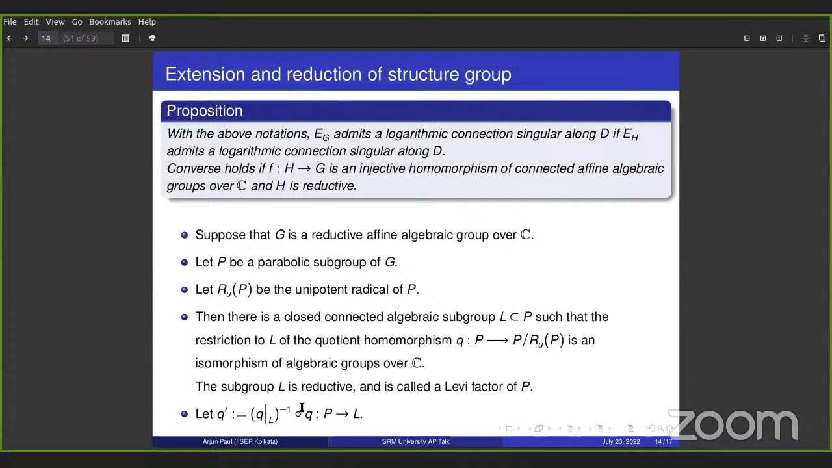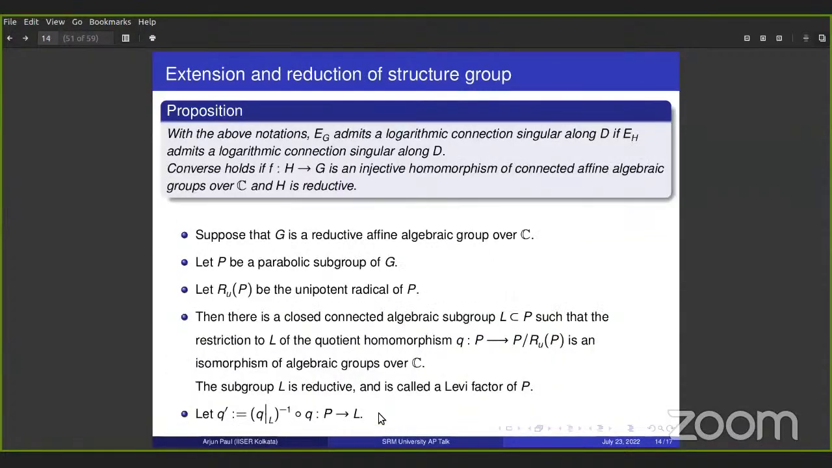Right. And suppose this Q prime is basically the following composite map. You go via Q and then go via the inverse of this Q restricted to L inverse. Okay, so this is an isomorphism. So we get a map from P to L. But L is a Levi factor of the parabolic subgroup P.